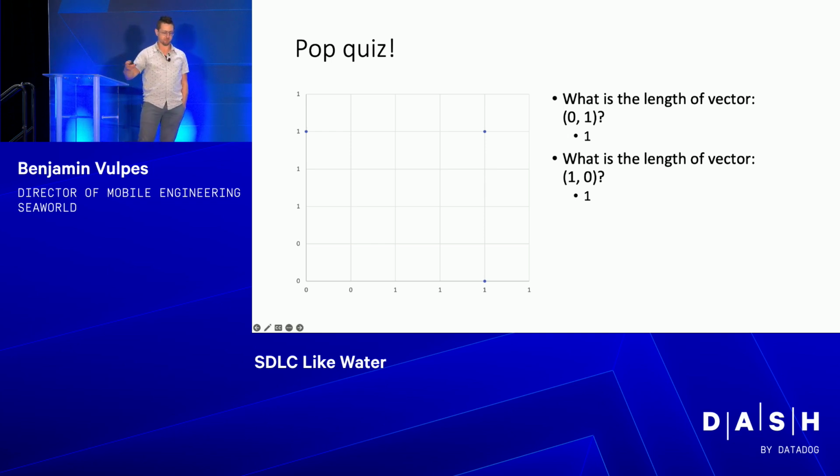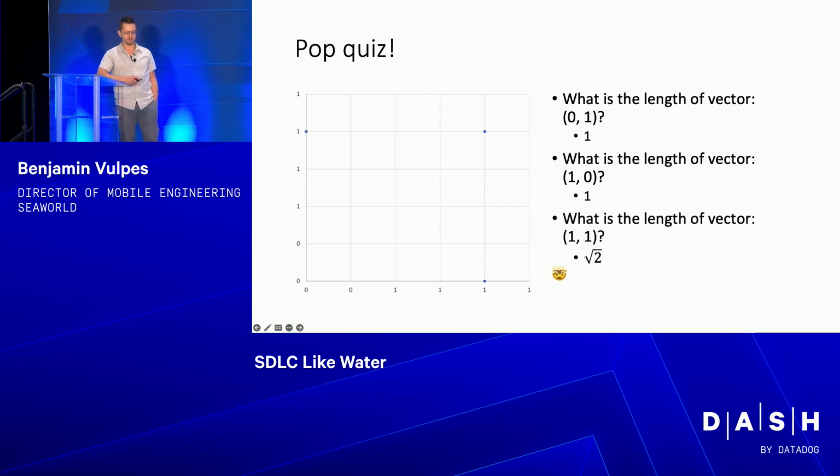What's the length of vector (1, 0)? For those of us who have some math, the next question is obvious. What's the length of vector (1, 1)? Square root of 2.